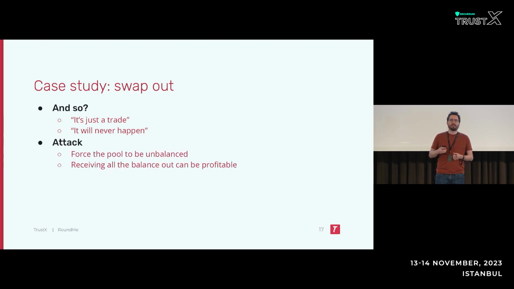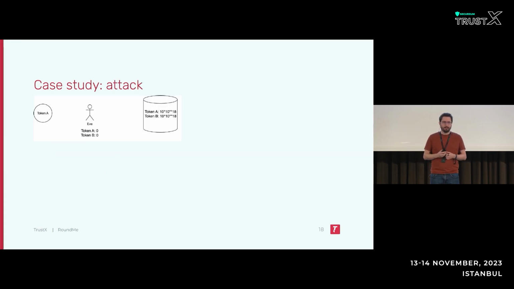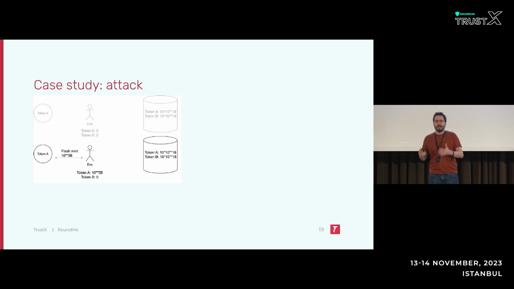Now the thing is, if you think as an attacker in this type of scenario, maybe you can put the pool in a situation where it's unbalanced so that you can trigger this rounding toward 0, and you can do it in a way that is going to be beneficial for the attacker. So let's see an example. We start with a pool which has 10 tokens of both. Eve has no tokens, she is an attacker, like the initial setup. Eve starts by doing a flash mint, and she mints a large amount of token A.